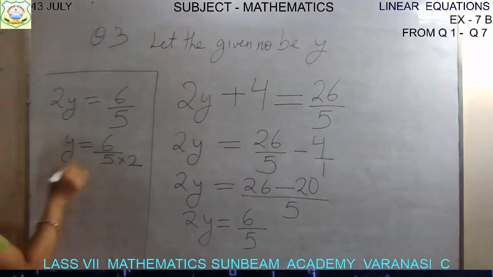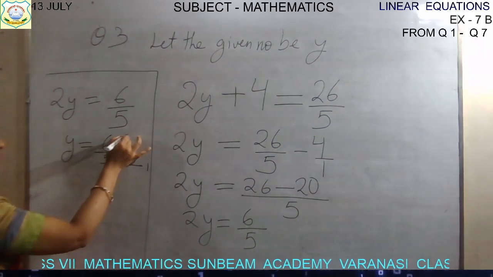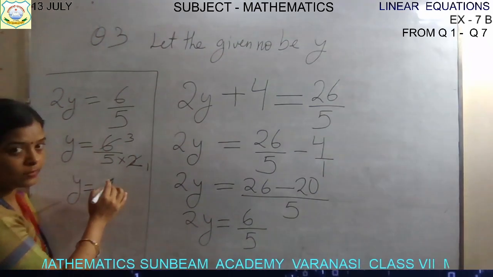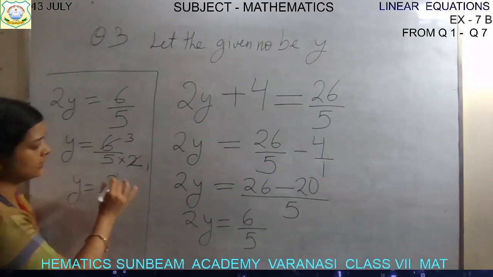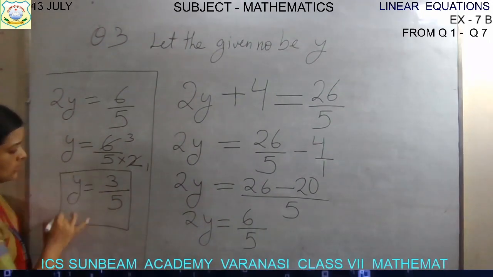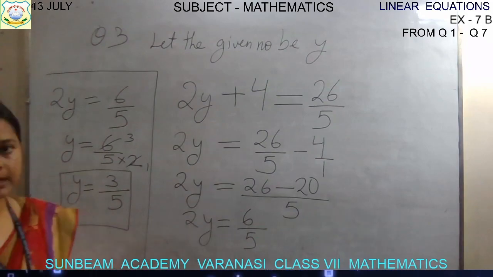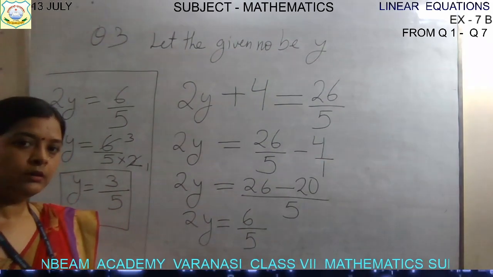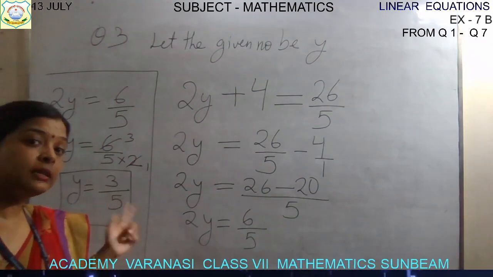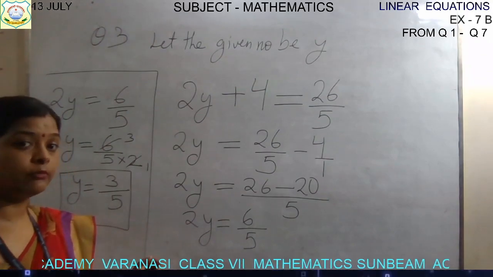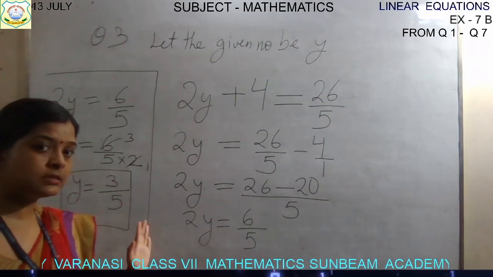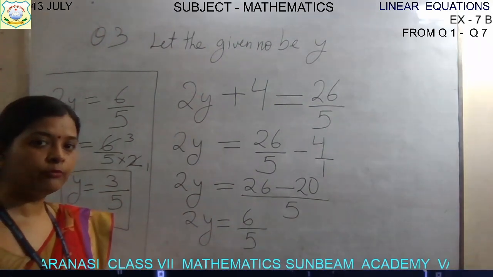Now next step. 2 ones are 2 and 2 threes are 6. You can simplify this. So y is equal to how much? In the numerator it is 3 and in the denominator it is 5 into 1. 5 ones are 5. So the value of y is 3 by 5. And you will not leave it here. What will you write? You will write, hence the given number is 3 by 5. No need to write y in the answer, y we have chosen. So in the answer write: hence the given number is 3 by 5.